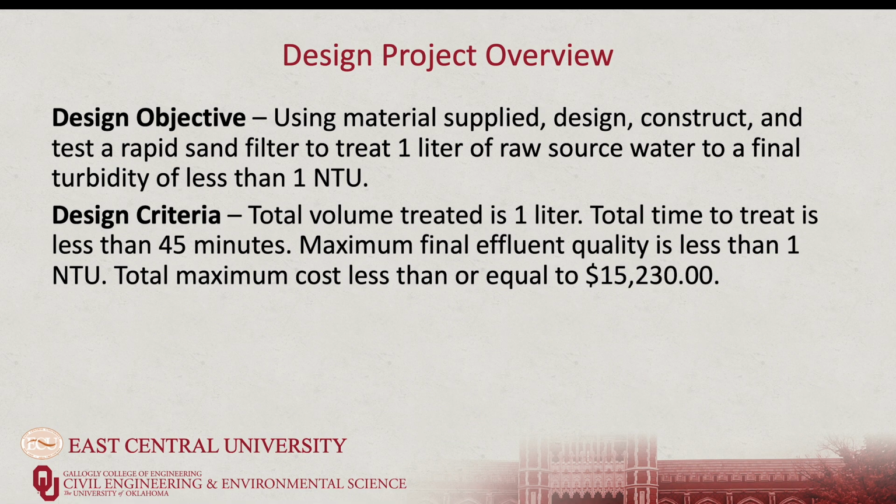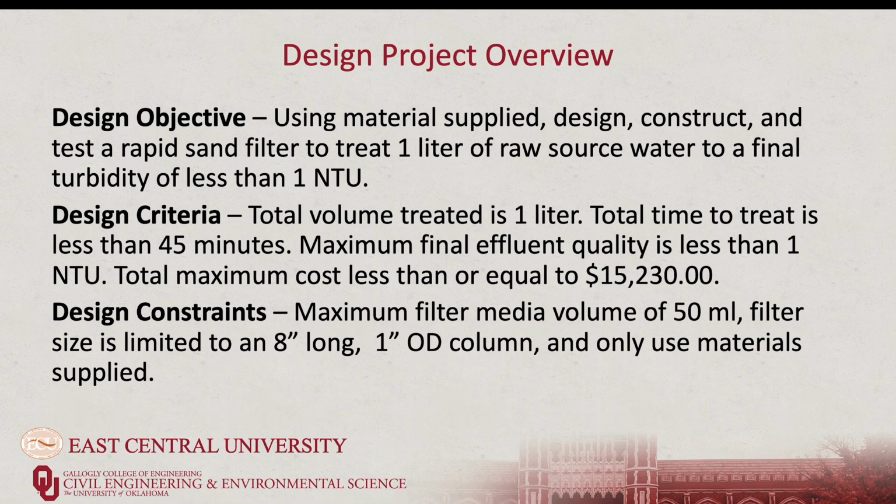And so for your design criteria, you all will have to treat a total volume of 1 liter. The total time to treat or filter through your designed filter should be less than 45 minutes. A maximum final effluent quality should be achieved of less than 1 NTU. And your total maximum cost should be less than or equal to $15,230. Lastly, your design constraints are that the maximum filter media volume is 50 milliliters. Your filter size is limited to an 8-inch long, 1-inch overall diameter column, and you can only use the materials that are supplied to you.